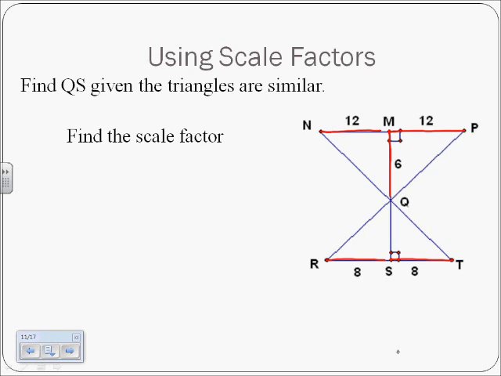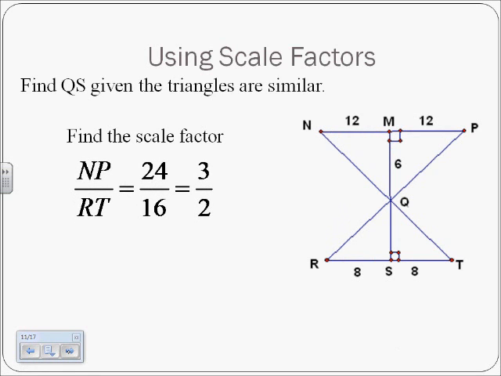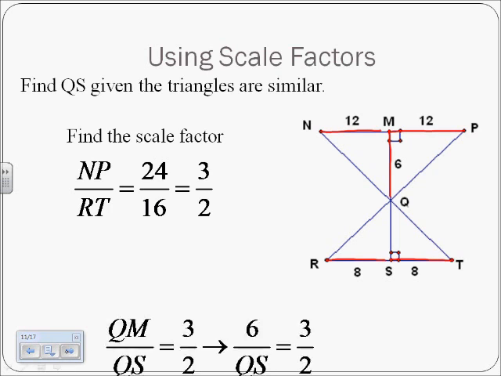If we have a ratio of 12 to 6 from one side to the other, we should be able to use that scale factor to find QS, which is what I'm looking for. So taking my scale factor, NP over RT, which is 24 to 16, that's a 3:2 ratio. That's my scale factor then.